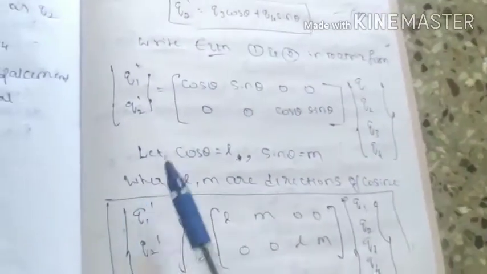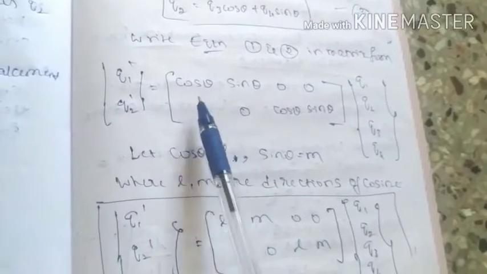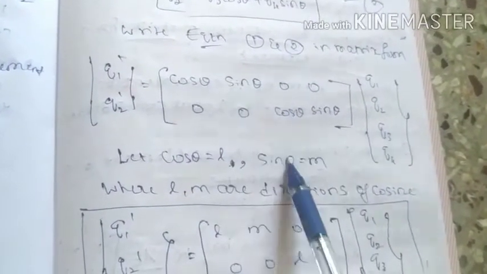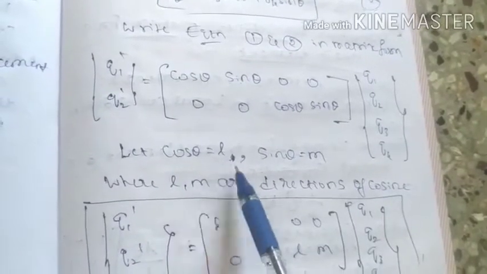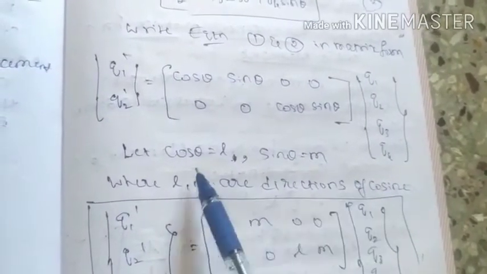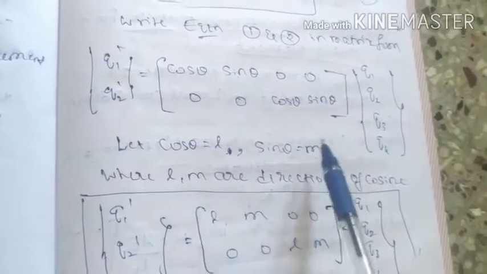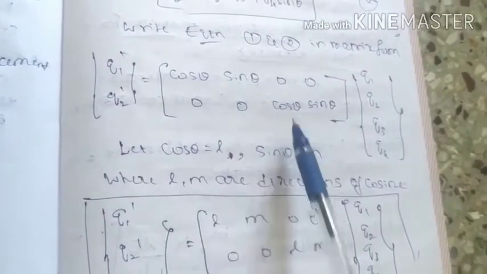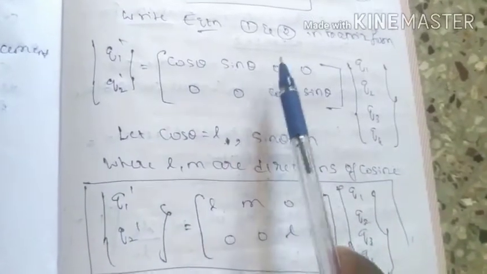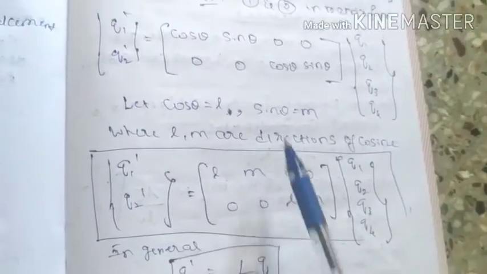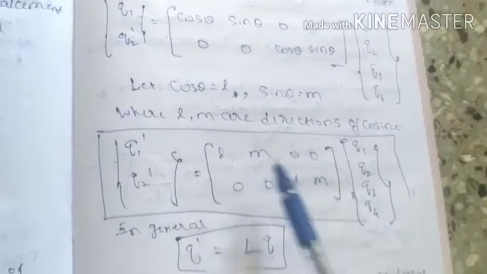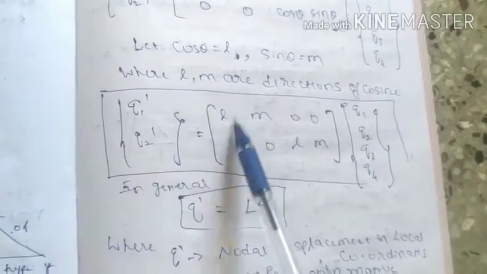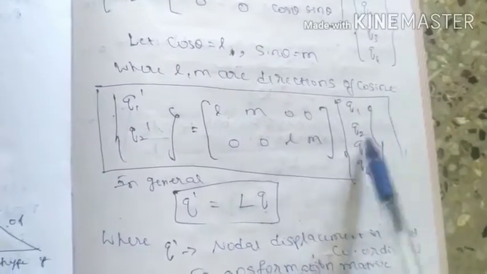Let us call cos theta L and sin theta M, where L and M are the direction cosines. From here onwards we are going to use the terms L and M, called direction cosines. Cos theta is called L, sin theta is called M. Therefore in place of cos theta and sin theta we can substitute L and M. So q1 dash, q2 dash equals the matrix L, M, 0, 0; 0, 0, L, M, times q1, q2, q3, q4.